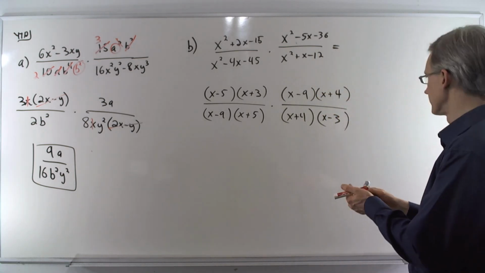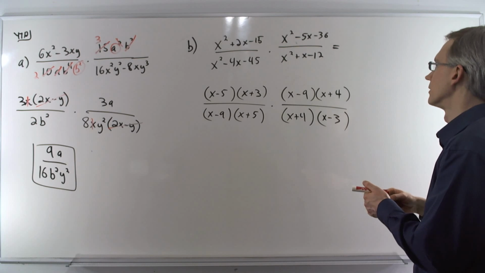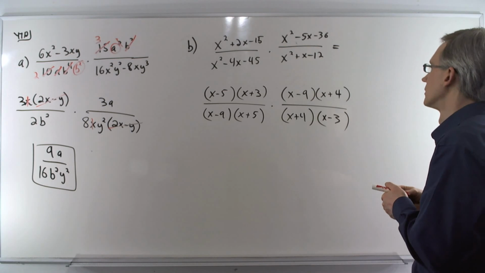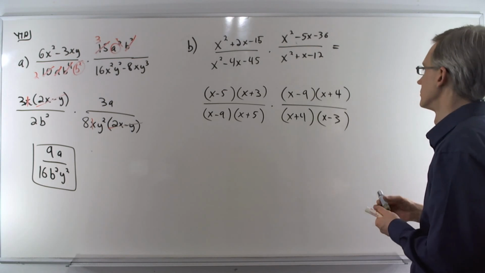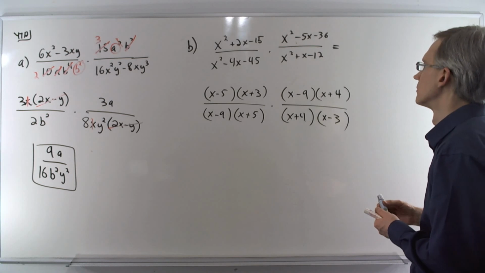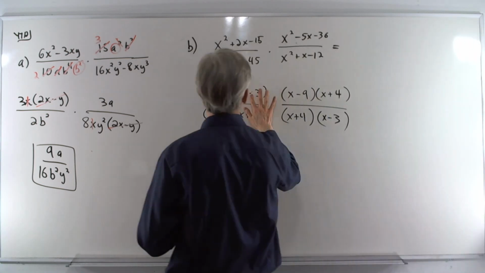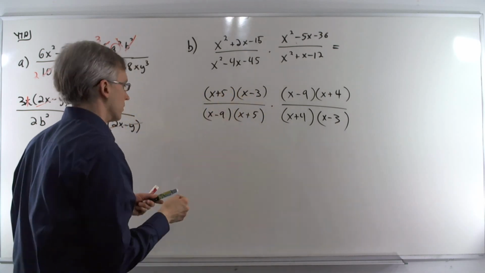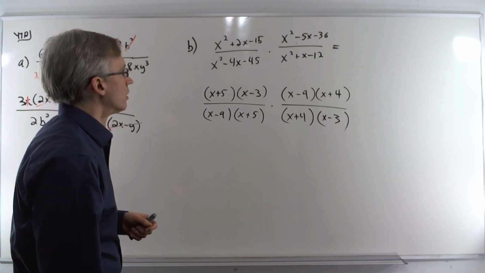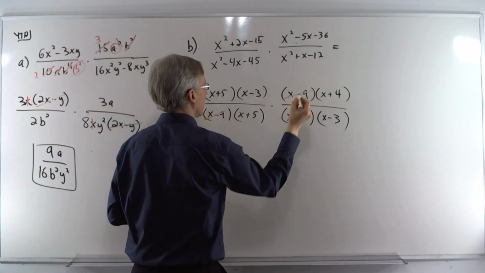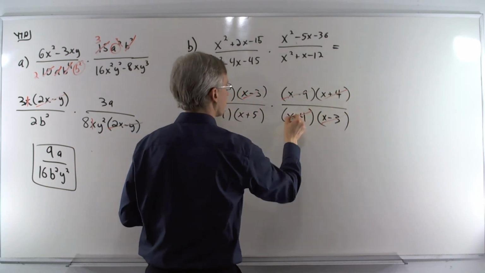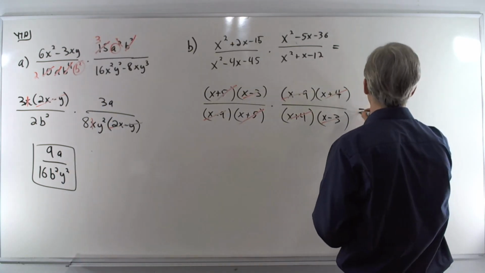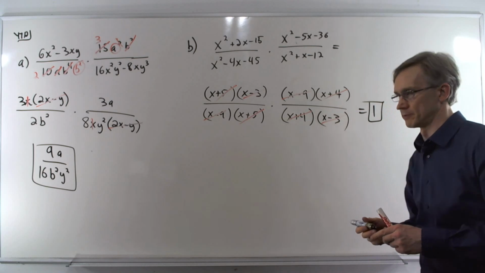All right, let's see if we can find some matches here. Oh, got a mistake here. That is x plus 5, x minus 3. Okay. Let's see what we got here. X minus 9s, those cancel. X minus 3s, those cancel. X plus 4s cancel. X plus 5s cancel. Looks like everything canceled. So that one is 1.